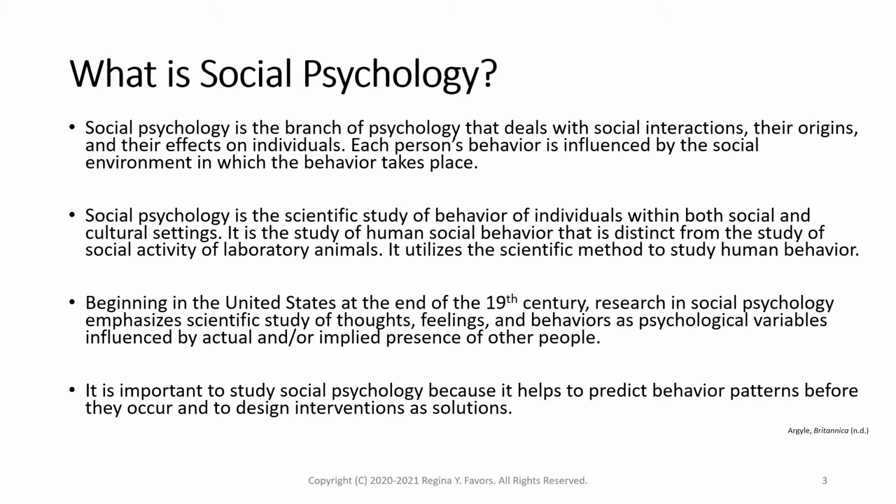Beginning in the United States at the end of the 19th century, research in social psychology emphasizes scientific study of thoughts, feelings, and behaviors as psychological variables influenced by actual and/or implied presence of other people. It is important to study social psychology because it helps to predict behavior patterns before they occur and to design interventions as solutions.